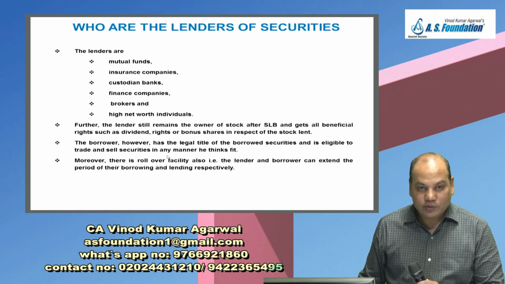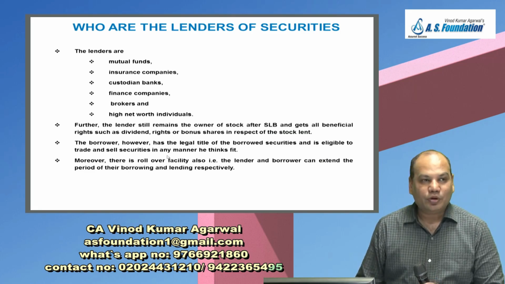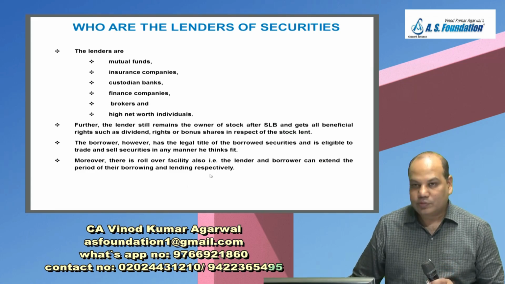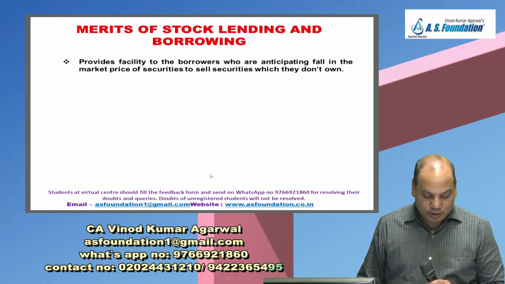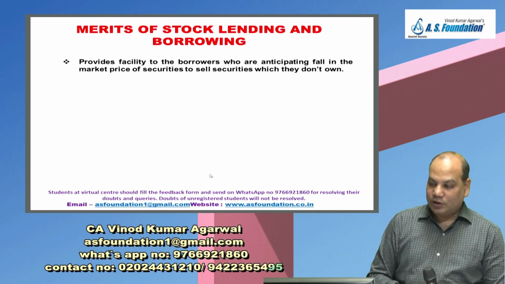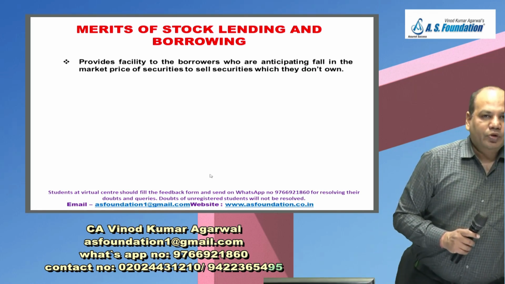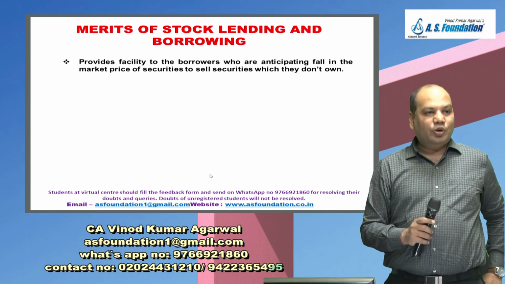Moreover, there is a rollover facility also. What is that? The lender and borrower can extend the period of their lending and borrowing respectively. So earlier it was for 1 month, they might extend it for 1 more month. This question they have asked in the exam, in the earlier SFM exam. What are the merits of the stock lending and borrowing mechanism?